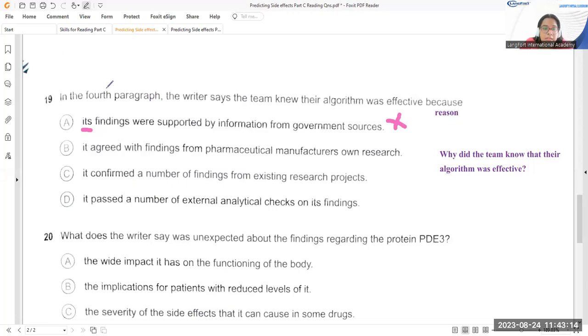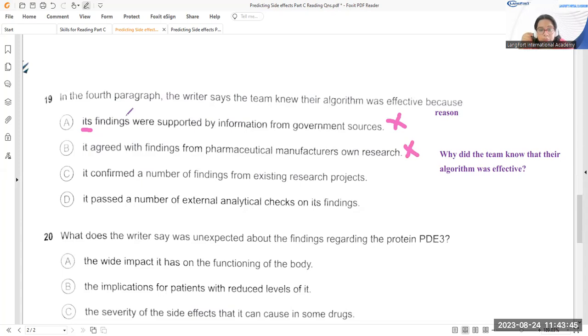Let's look at the next one. In the fourth paragraph, the writer says that the team knew their algorithm was effective because it agreed, it refers to the algorithm, with findings from pharmaceutical manufacturers' own research. Did they say anywhere that the findings matched the research conducted by pharmaceutical manufacturers? No. So let's have a look at the next option.